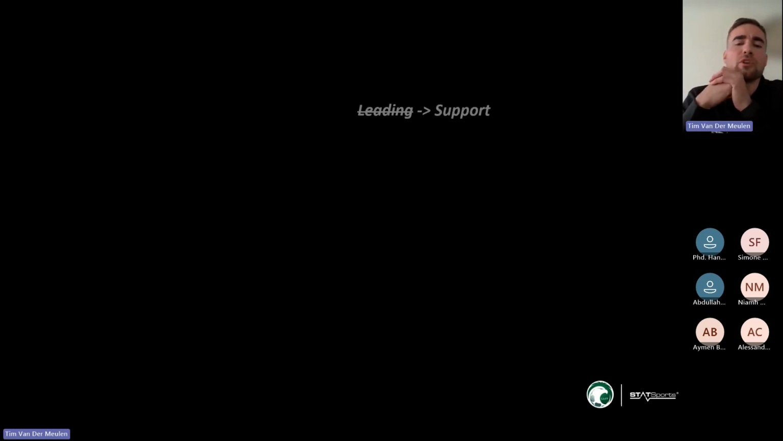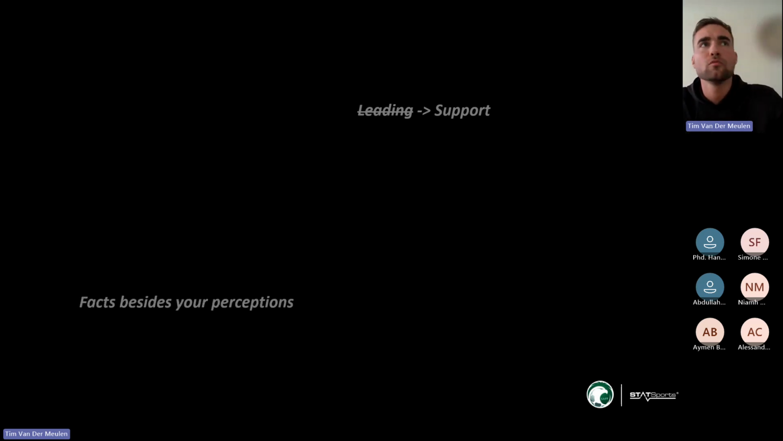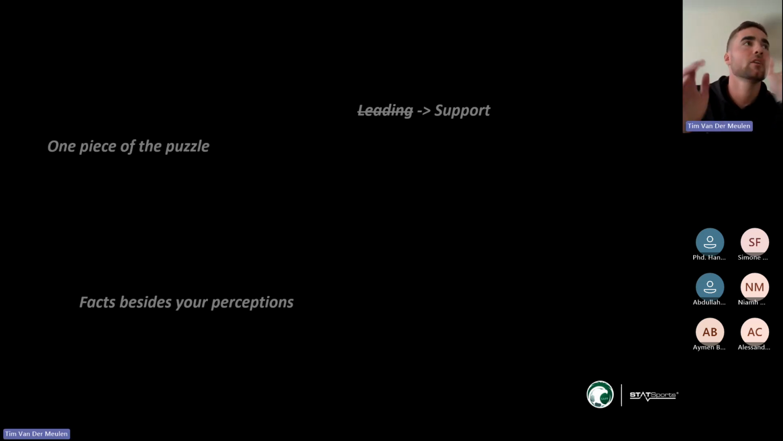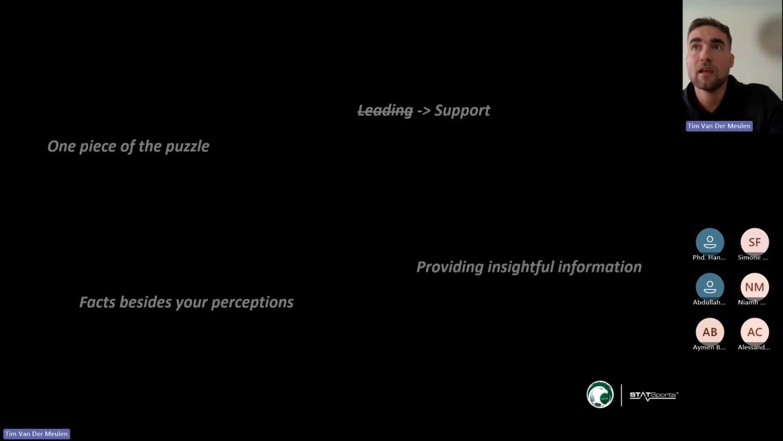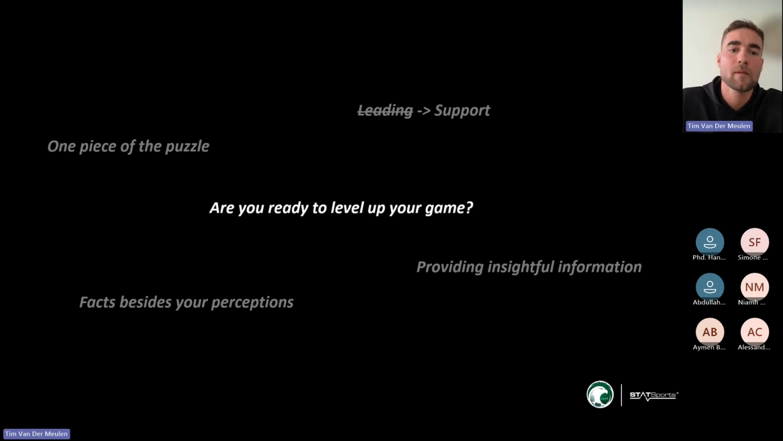So as you can see, data shouldn't be used as a leading factor, but in a supportive way. You will create facts besides your perceptions, creating that one piece of the puzzle based on other extremely relevant factors such as nutrition and sleep, to provide insightful information. And at the end, that's what you want, because you want to improve the performance of your players and your team, and keep availability high in order to level up your game.